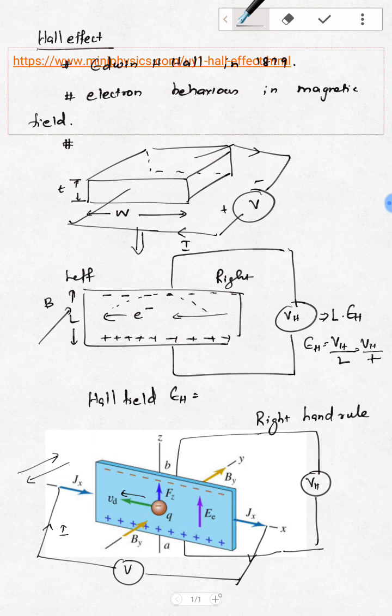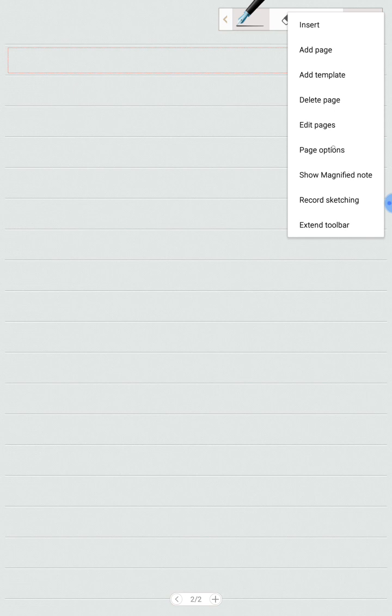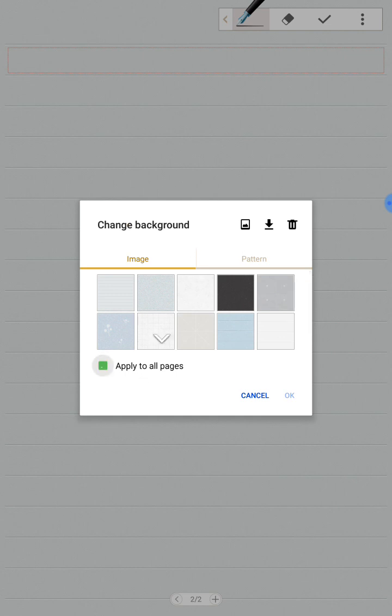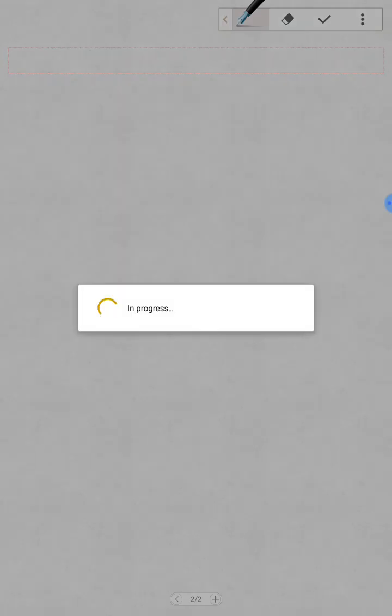That we will see quickly with the formula. I'll change the background for better visibility. So here the force acting on charges is called the Lorentz force. It's called F, and it equals the charge times the velocity of the charge cross product with the applied magnetic field.